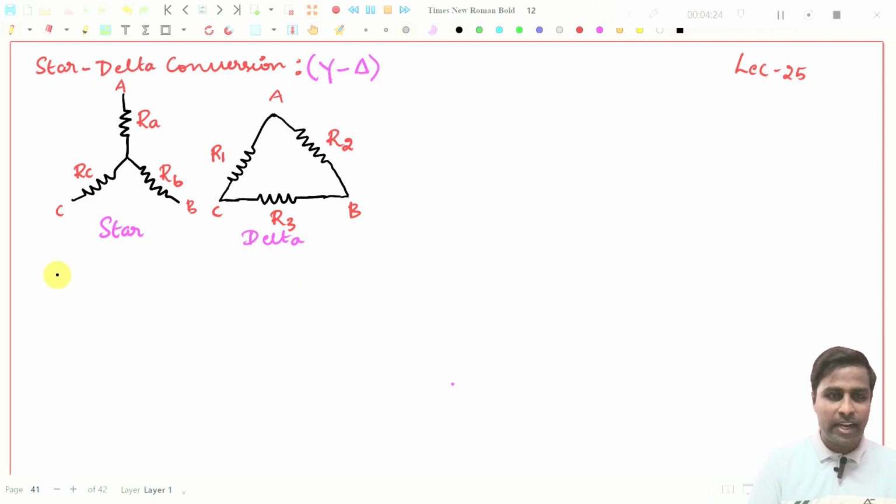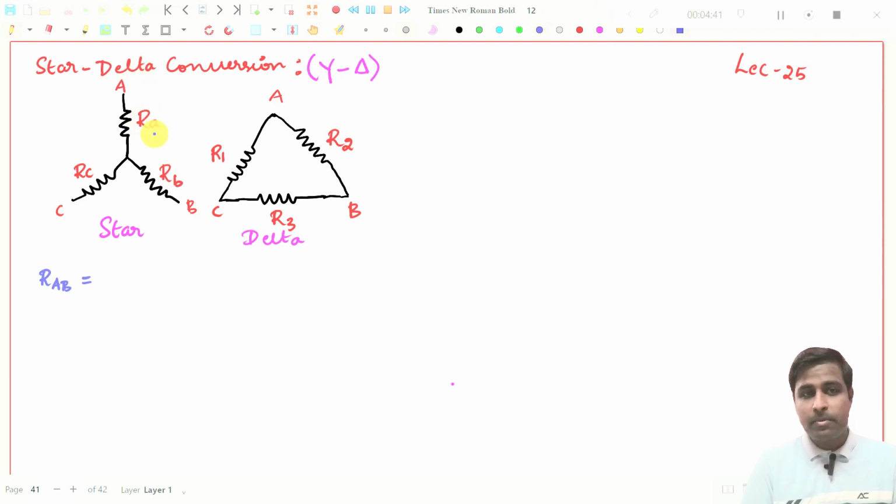So I will write here RAB, the equivalent resistor connected between A and B. RAB is nothing but R small a plus R small b, because these two are connected in series. So this will be RA plus RB, right?